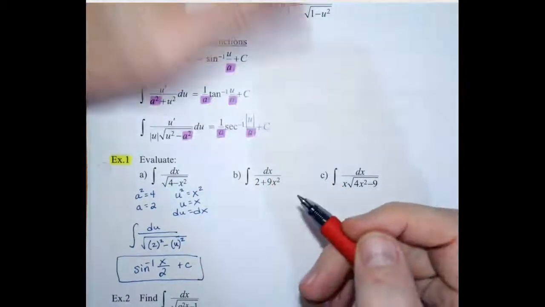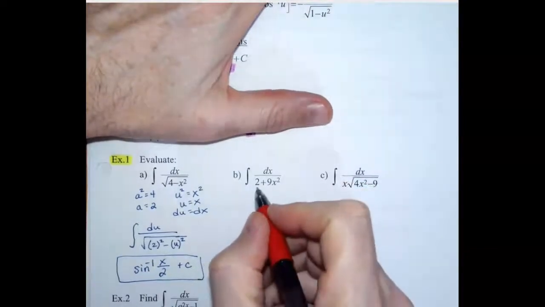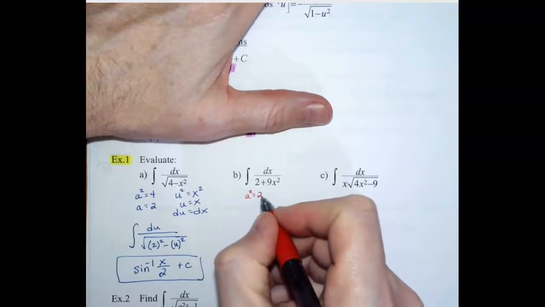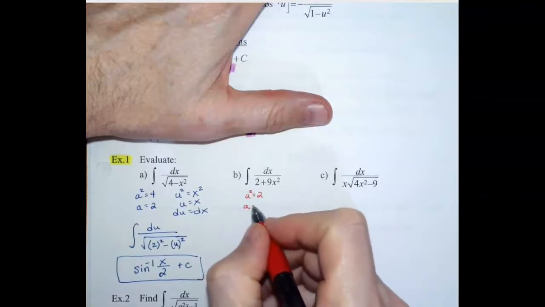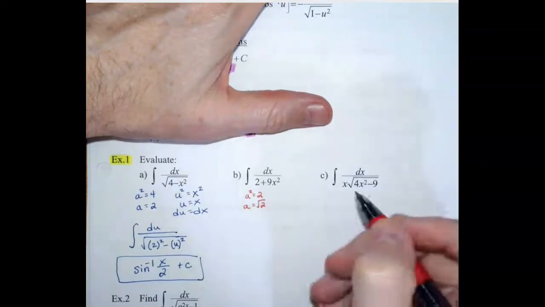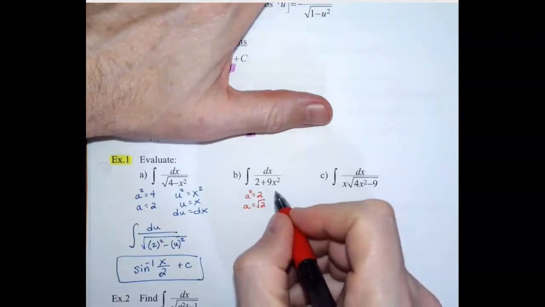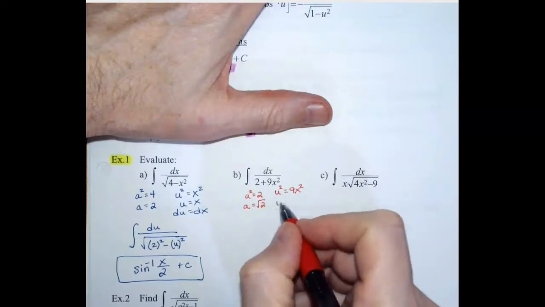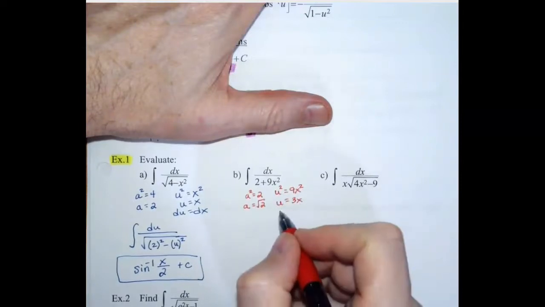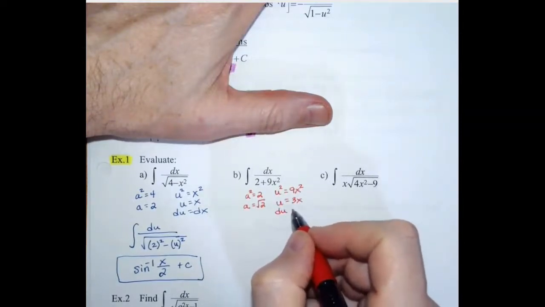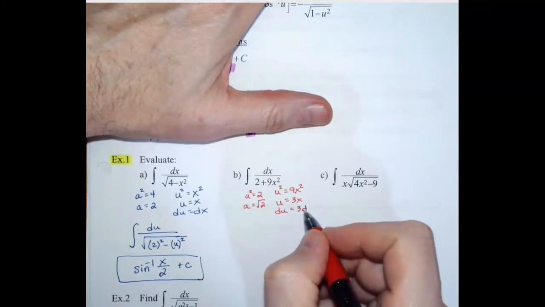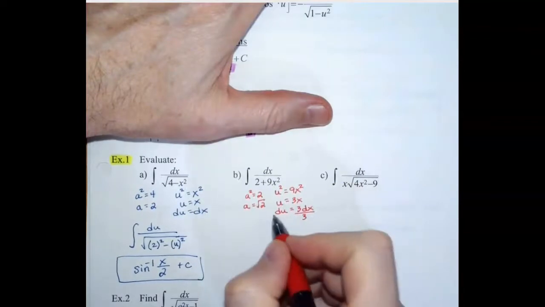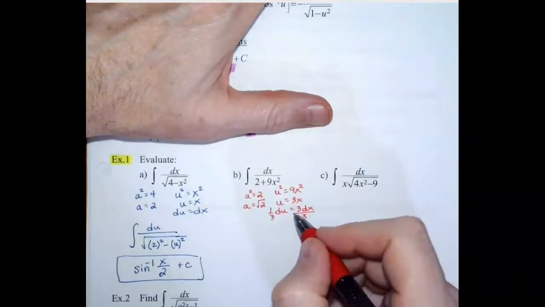I know you just started looking at this, but the thing we would try here probably is let a squared be 2 and square root both sides. So a is going to be root 2. And then over here, let u squared be 9x squared. So u is going to be 3x and du is going to be 3 dx. Now there is no 3 dx, so we're going to need to divide by 3 there.